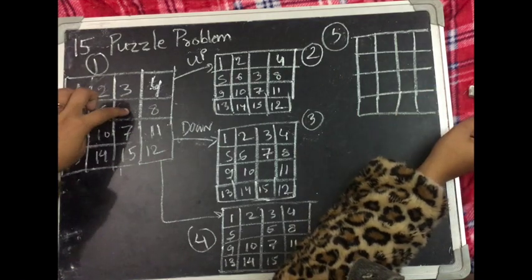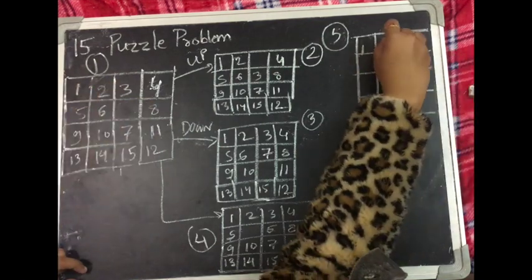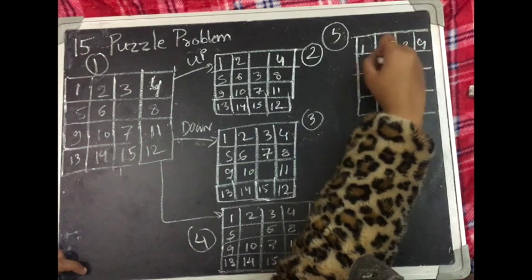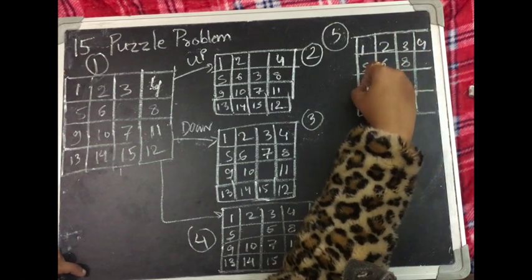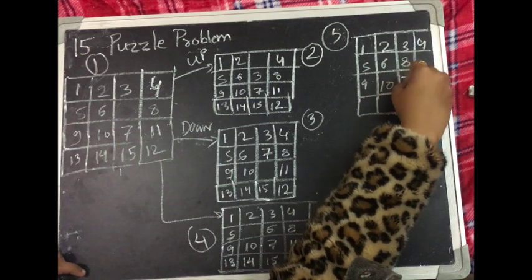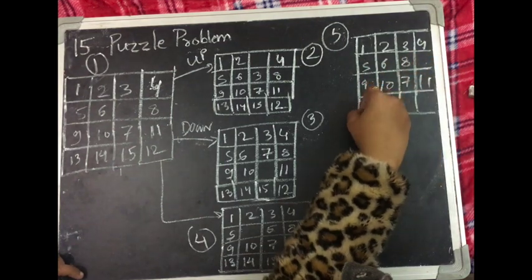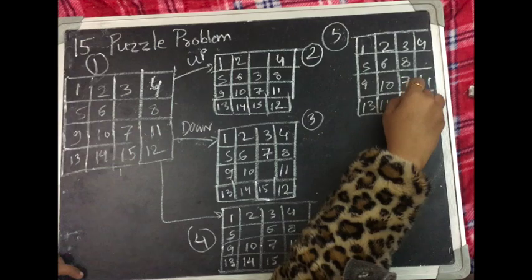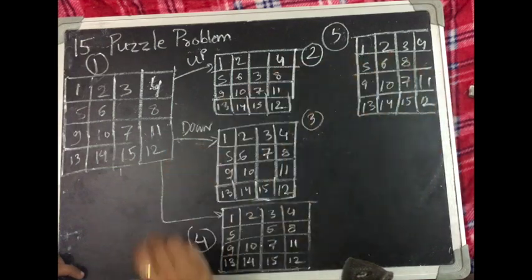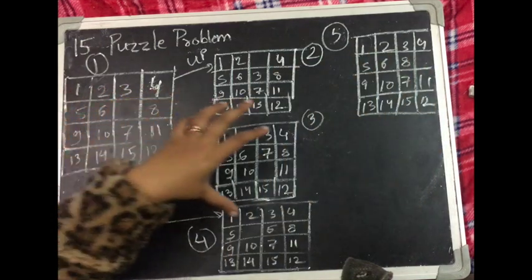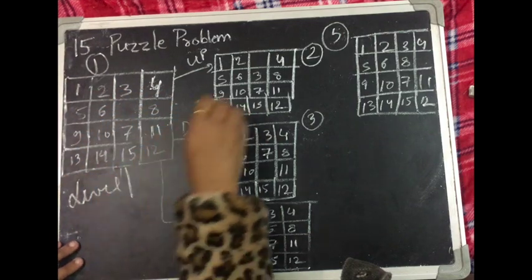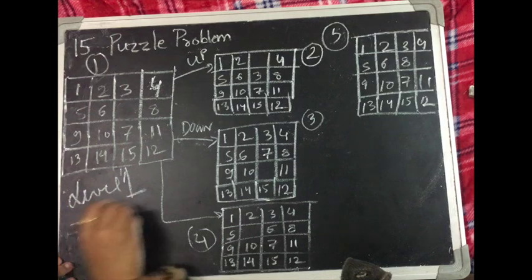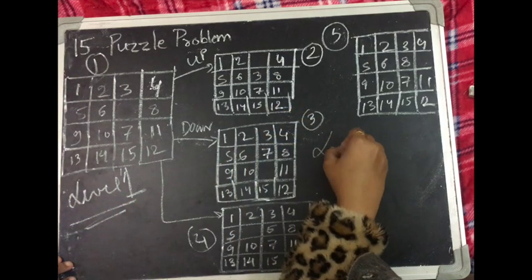That is, this is going to move to this corner. 1 2 3 4 5 6 8. This will be blank. Then 9 10 7 11 and 13 14 15 and 12. So now I have to calculate. I got the level number. This is level 1. All these 4 are level 2. This is level 2.